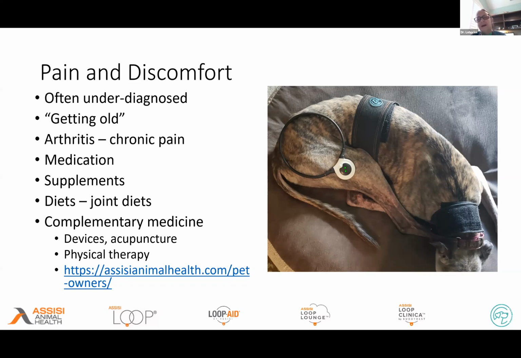You might ask what Buddy has on right now. On his hip, this is actually an Assisi loop that works with electromagnetic pulses to help disrupt some of these chronic pain issues. Luckily, he's pretty quiet. He just sleeps there and I can put it on him. You can see the green light showing it's on. And 15 minutes later, he's had one of his twice a day treatments. So it has seemed to help him feel a little bit better.